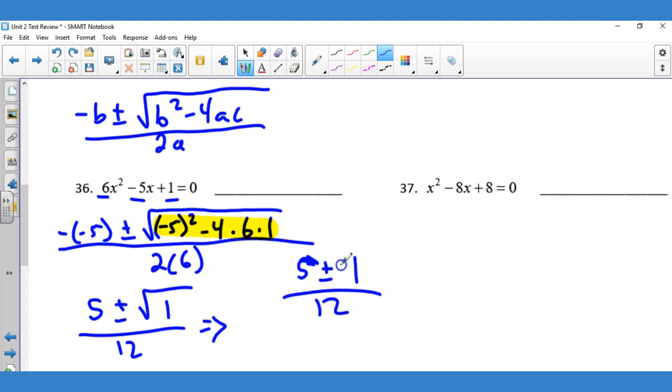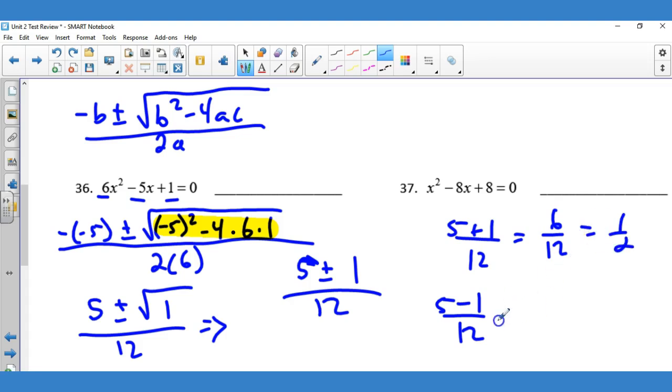Well, we can actually solve that top part, okay? So 5 plus 1 and 5 minus 1. 5 plus 1 is going to be 6 over 12, which is 1/2. And 5 minus 1 is 4 over 12, which is 1/3. So x equals 1/2 and 1/3. Those are our two solutions for 36.